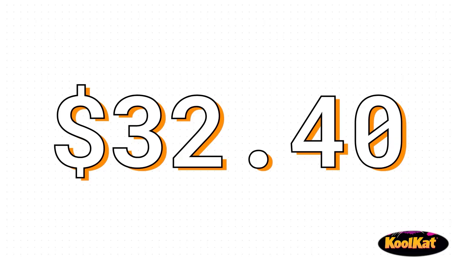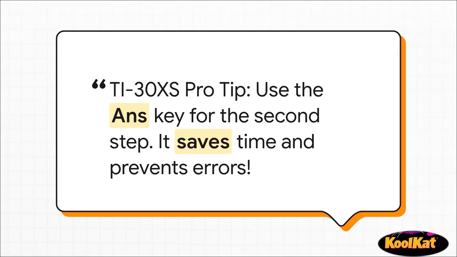That's the power move. And hey, let me give you a little pro tip. For the official GED calculator, the TI-30XS, you can make this even faster. Just type in 40 times 0.75 and hit enter. You'll see 30. Now don't clear it. Just immediately hit times 1.08 and enter again. The calculator is smart enough to use the last answer, which saves you a step and makes it almost impossible to make a typo.